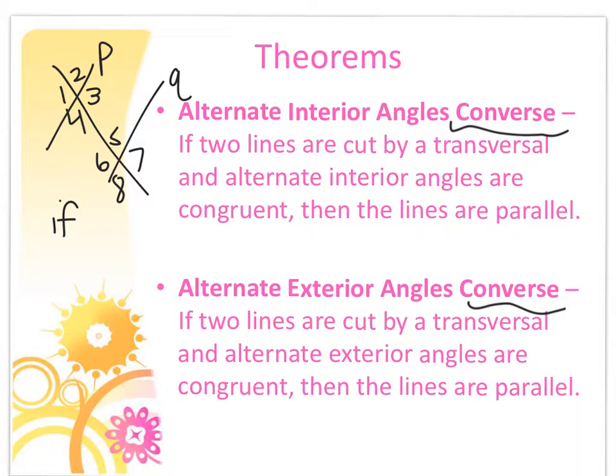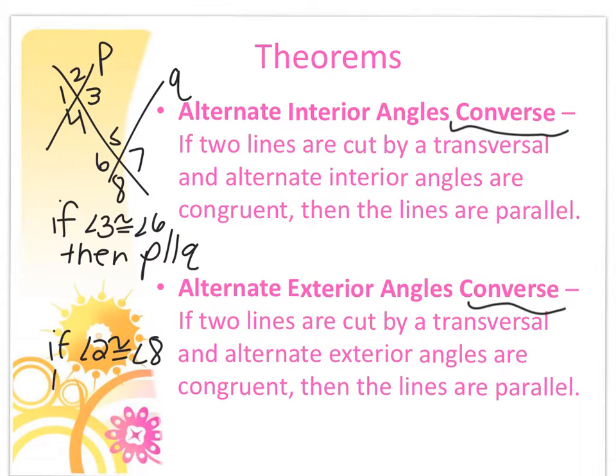For the first one, alternate interior angles. Give me a pair of alternate interior angles from this diagram. Emily. 3 and 6. So if 3 was congruent to angle 6, then P would be parallel to Q. Okay, how about exterior? Give me a pair of exterior angles. 2 and 8. If angle 2 was congruent to angle 8, then P would be parallel to Q.